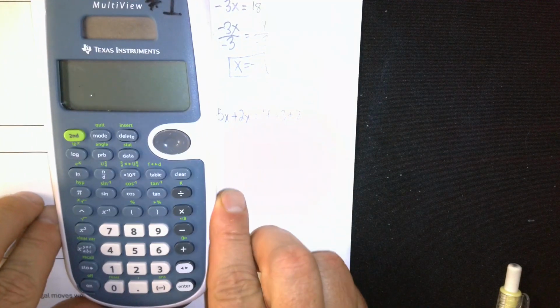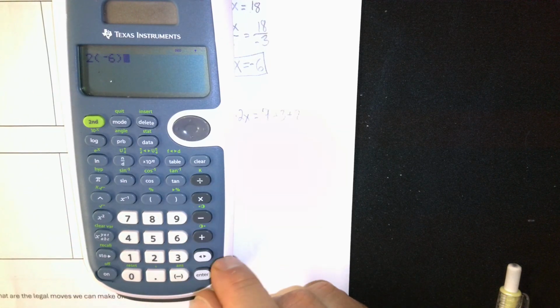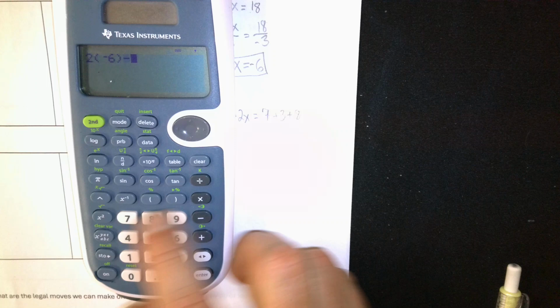I'm not going to redraw the tiles for this one. I do want to talk about the checking on this one. So pull up the calculator here, and we'll go ahead and put in our 2x. In this case, we said x was negative 6, right? So 2 times negative 6 minus 7.